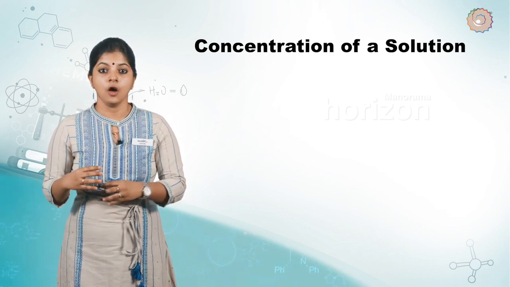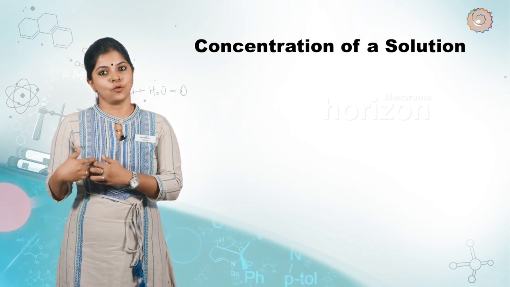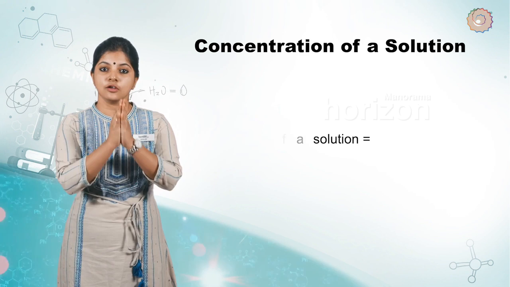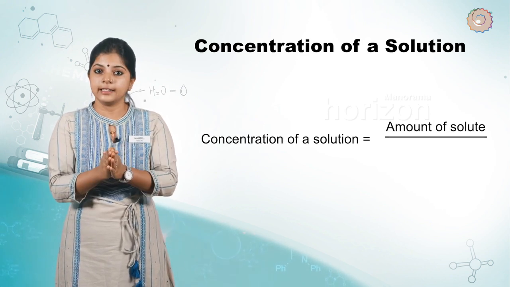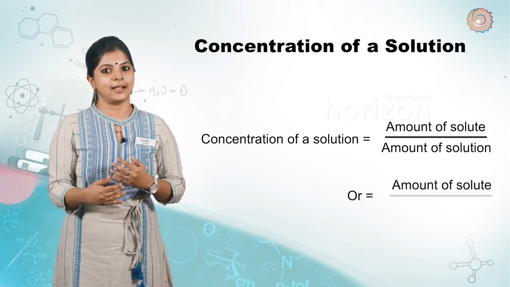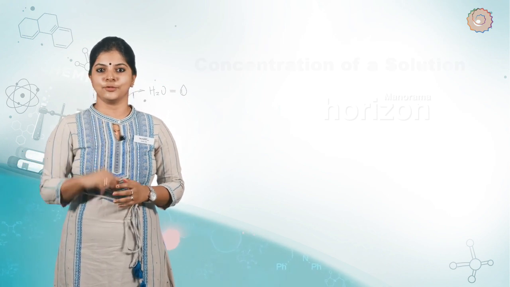So now, the concentration of a solution is the amount of solute present in a given amount of solution, or the amount of solute dissolved in a given mass or volume of solvent. As an equation, we can say it as concentration of solution equals the amount of solute divided by the amount of solution, or the amount of solute divided by the amount of solvent. There are various ways of expressing the concentration of a solution, but here we will learn only two methods.